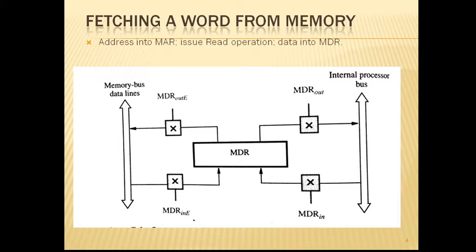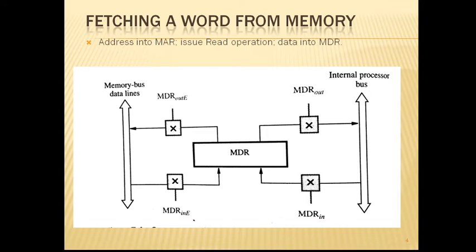So MAR is used to store the address that we are going to access, and whatever data is read from that particular memory location will be stored in the memory data register, that is MDR. Again, from this MDR we can transfer that data into other registers in the processor.